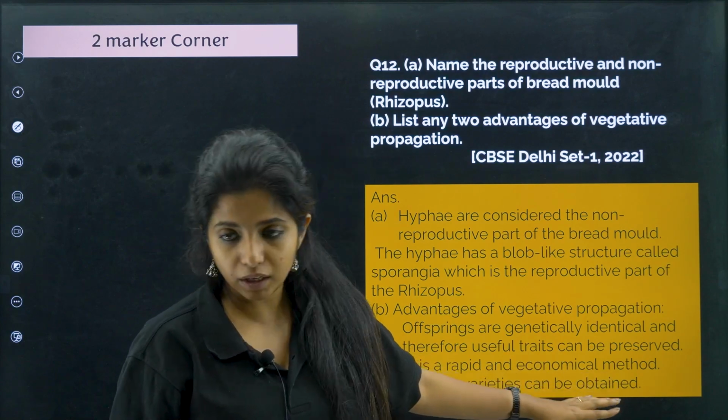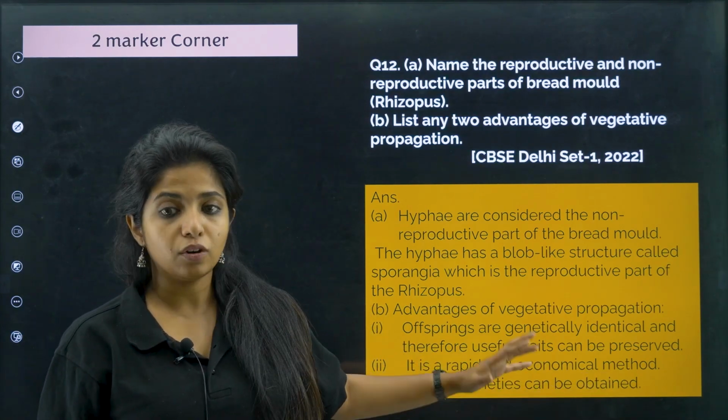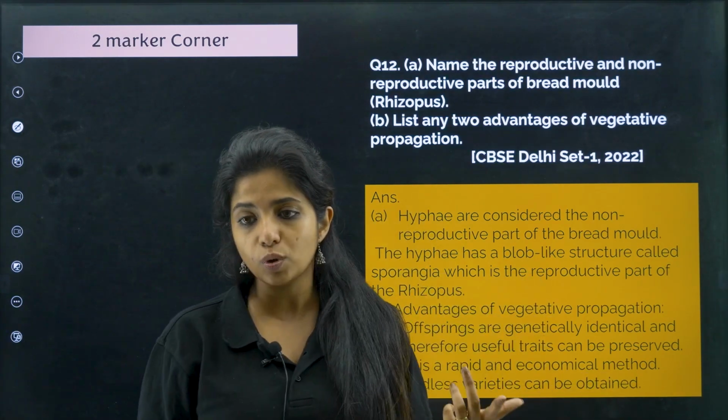So it is a rapid and economical method. Then seedless varieties can also be obtained, and seedless plants can also reproduce. That is also one thing.